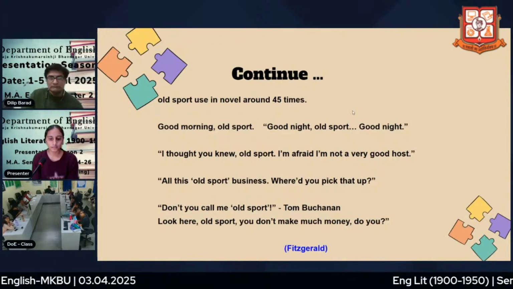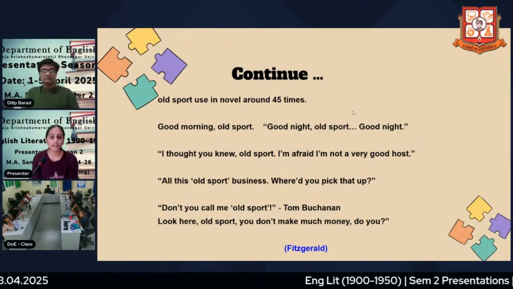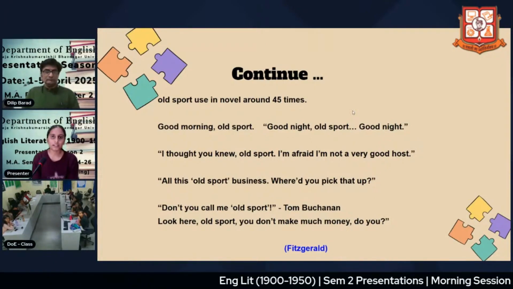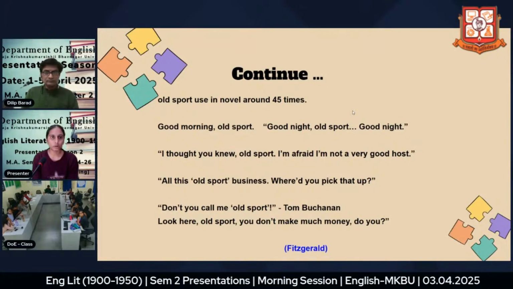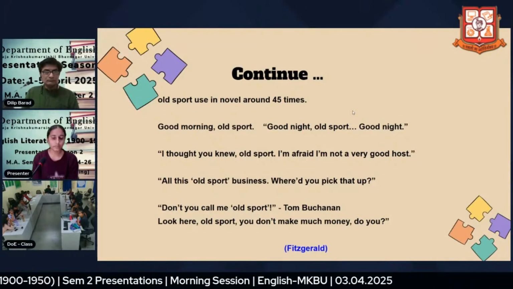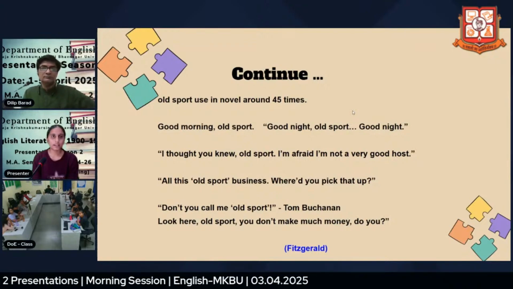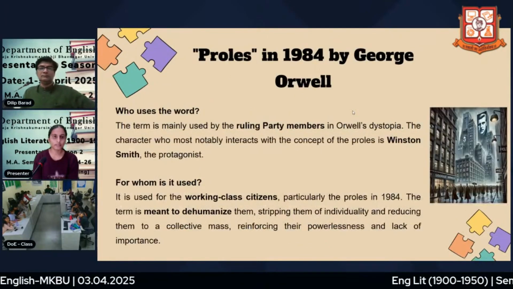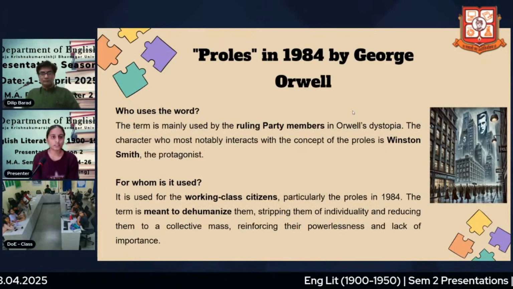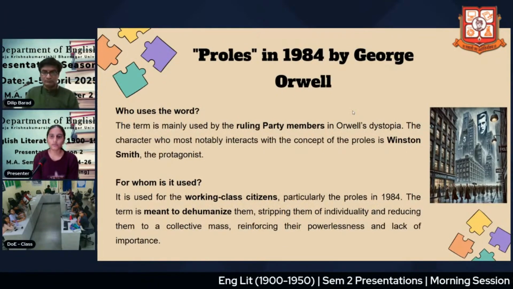So here Gatsby tries to realize that it is not his money, because Tom and Nick have old money, and Gatsby developed by his own self. And the third one is Proles in 1984.